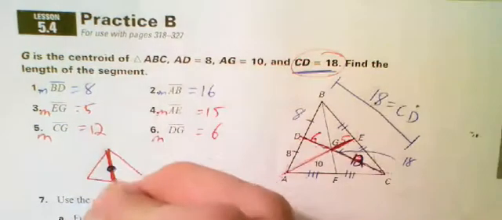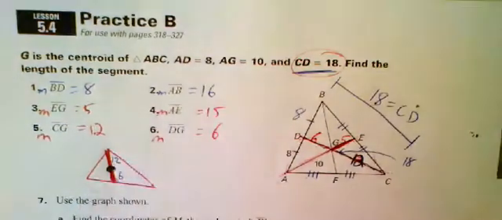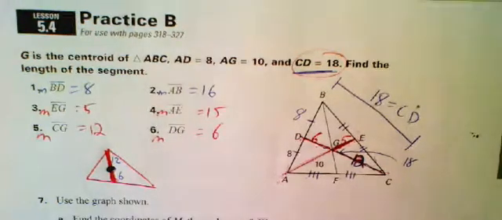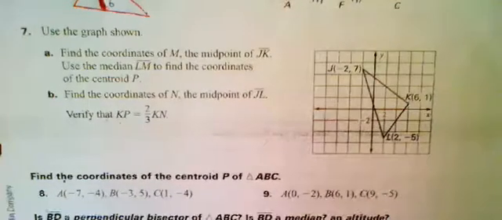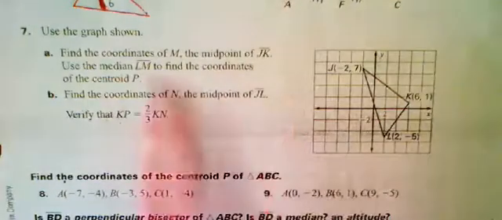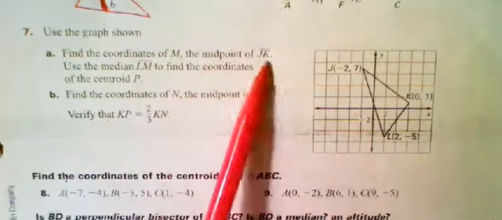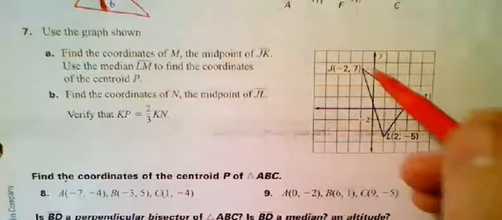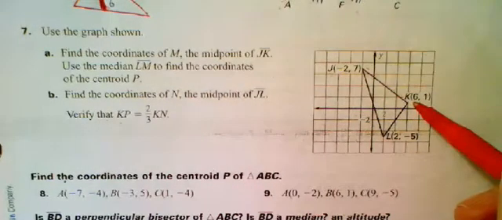If you knew this was 18, well then this would be 6 and this would be 12, and you'd be good to go. All right, let's try another one, a different type of problem. Let's look at the one on the grid. The first thing it says to do is find the coordinates of M, which is the midpoint of JK. So if this is JK, we've got to find the midpoint using the midpoint formula.